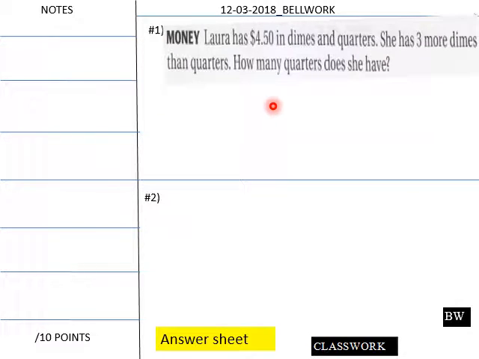Laura has $4.15 in dimes and quarters. She has 3 more dimes than quarters. How many quarters does she have? Give your students 4 minutes to solve that.